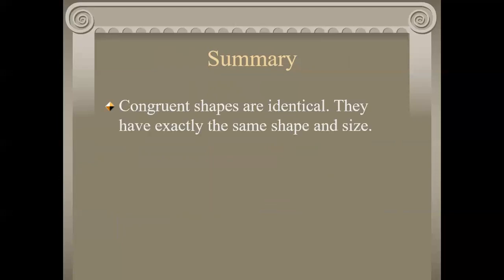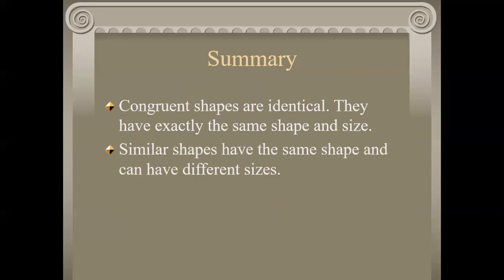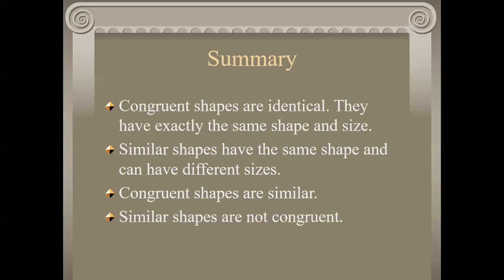So what did we learn today? We have learned that congruent shapes are identical. They have exactly the same shape and size. And similar shapes have the same shape and can have different sizes. Congruent shapes are similar. It's a special case of similarity. Similar shapes are not always congruent.